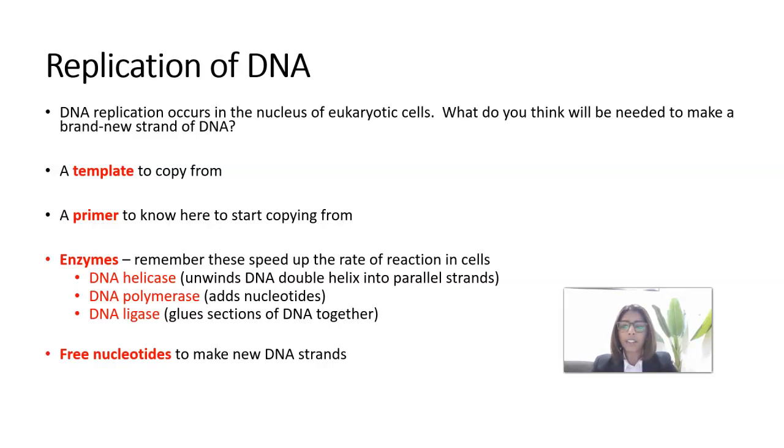Now, in addition to our template and our primer and our enzymes, we also need lots of free nucleotides to make that DNA strand. So you need to build that DNA strand using nucleotides. And lastly, because we are forging new chemical bonds, we must have a source of ATP to ensure that we can bond those free nucleotides together and break bonds when we are unwinding that DNA double helix.